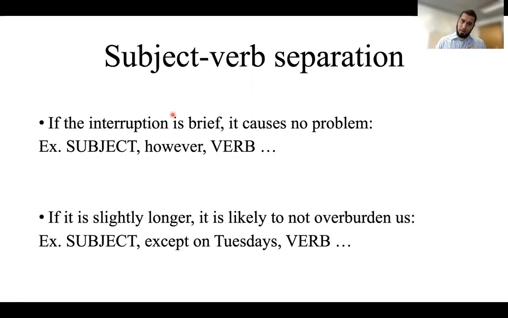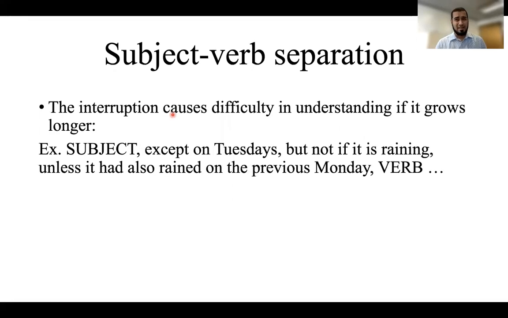If it's slightly longer, it is likely not to overburden us. For example, subject, except on Tuesdays, and then comes a verb. So it's not a big problem for readers, but something like this happens: subject, except on Tuesdays, but not if it's raining, unless it had also rained the previous Monday, verb, and so forth. And therefore you feel really overburdened by reading this sentence.